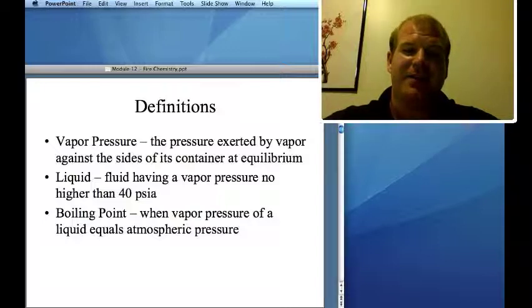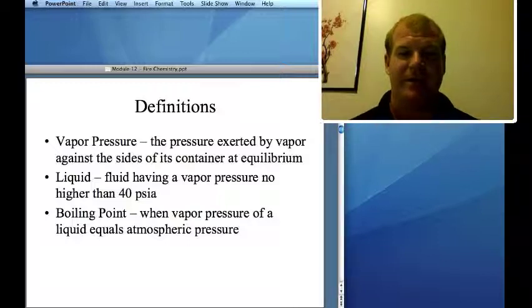Liquid is anything that has a vapor pressure not higher than 40 pounds per square inch absolute. A is absolute, not gauge, because absolute includes the 1 atmosphere pressure from the atmosphere, or whatever the external pressure is. Boiling point, this is when the vapor pressure equals the atmospheric pressure.